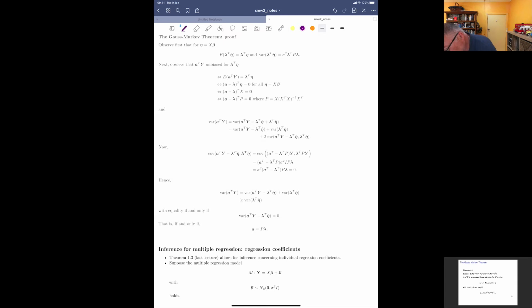Now, first of all, we know that we have eta equals x beta. I'm not going to prove these first things. To some extent, you saw something very similar last week, because there we were looking at things like the expected value of beta hat. But now, we're looking at the expected value of lambda transpose x beta hat. And you should be able to work that out.